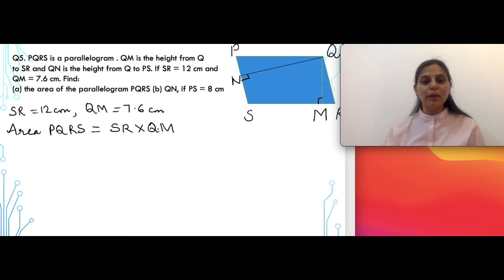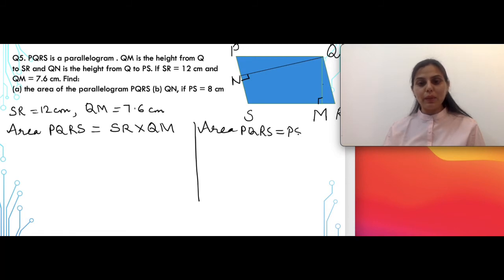So the area of the parallelogram can be written in another way also. We can write area of parallelogram PQRS as the base PS multiplied by the corresponding height for this, which will be taken as QN.